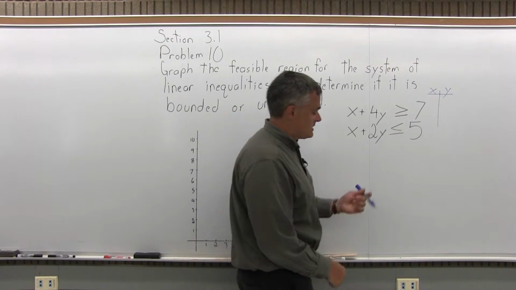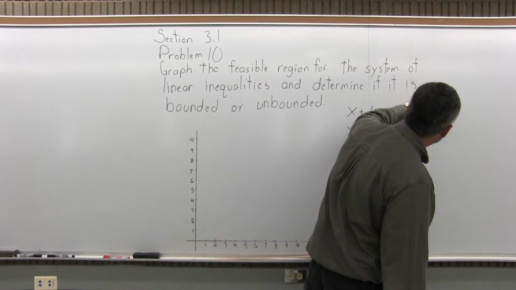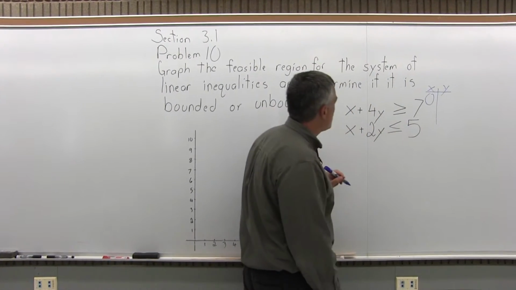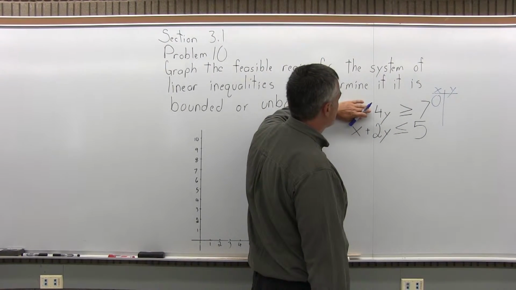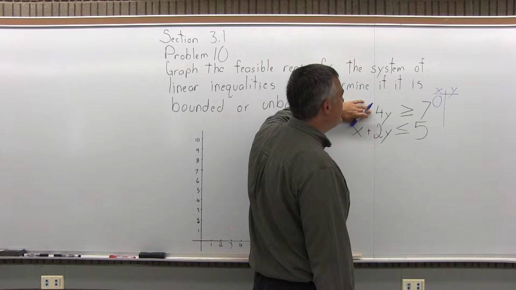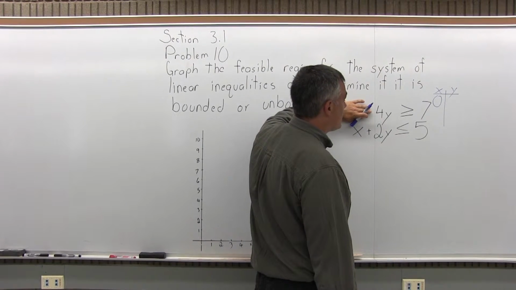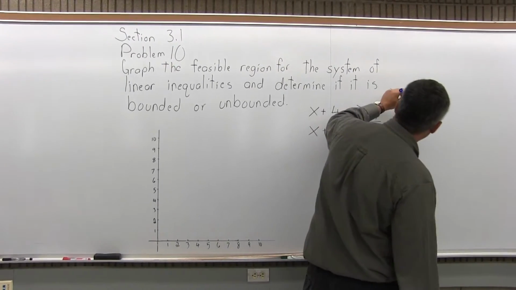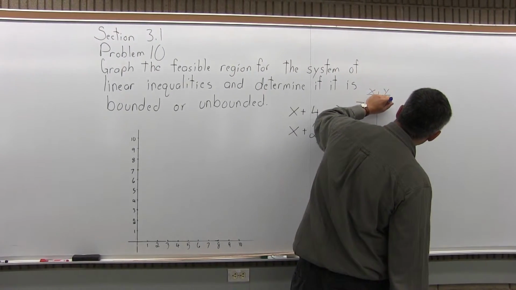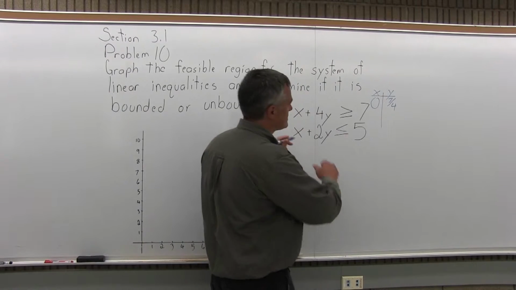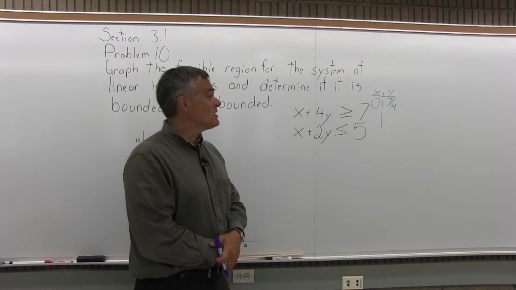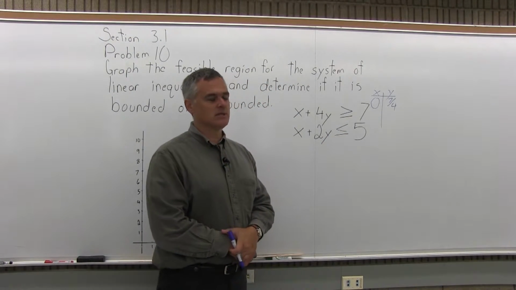So first, I'm going to let x equal 0 and solve for y. If x is 0, I have 4y equals 7. So I could divide out the 4 and I have 7/4. I have a fraction, but that's not as bad as it seems. Just write 7/4. And 8/4 is 2, so it's almost 2, a little less than 2.